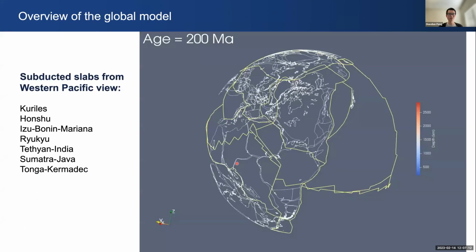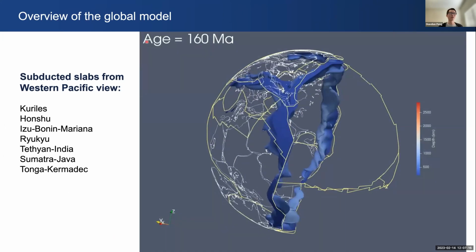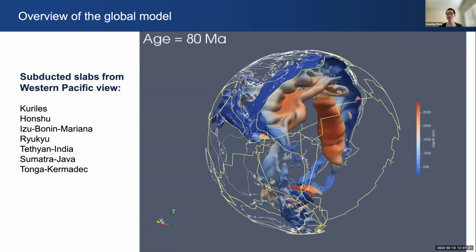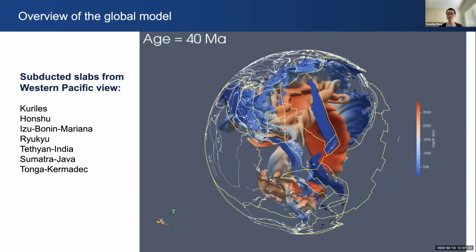First, this is an overview of a global model from the Western Pacific view. In this video, the color shows the depth and these volumes show slabs.